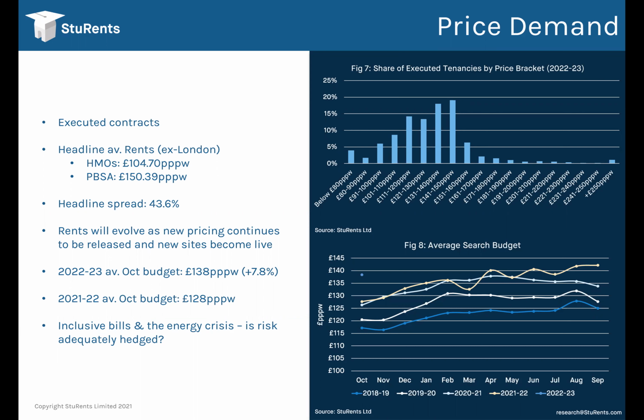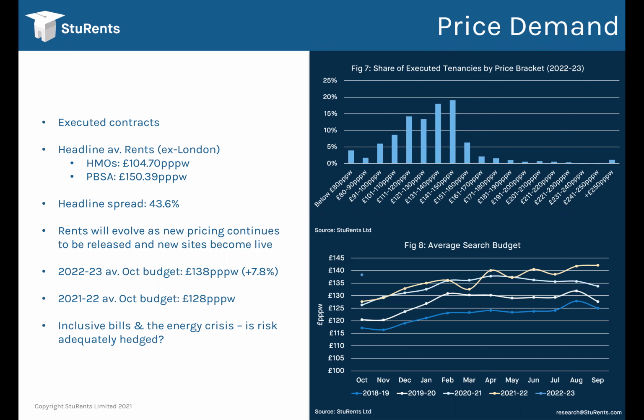So what we can see so far this season is that most tenancies are being executed around about 130 to 150 per person per week on average. Obviously, that data is going to be somewhat skewed to the HMO market because the HMO market is typically earlier than PBSA. But equally, we can see that some contracts are already being executed at relatively high price points.